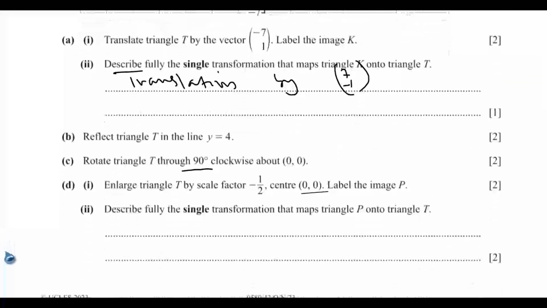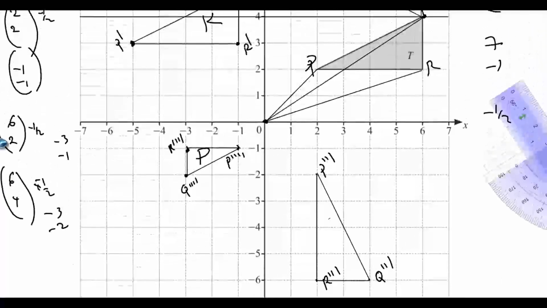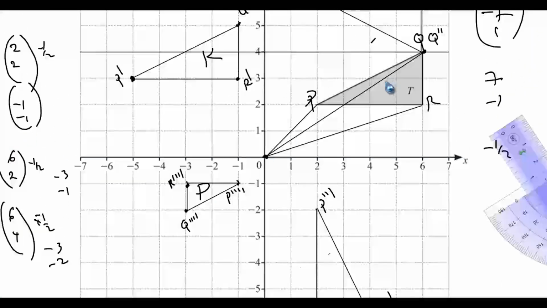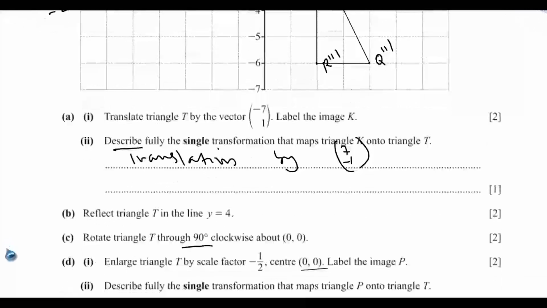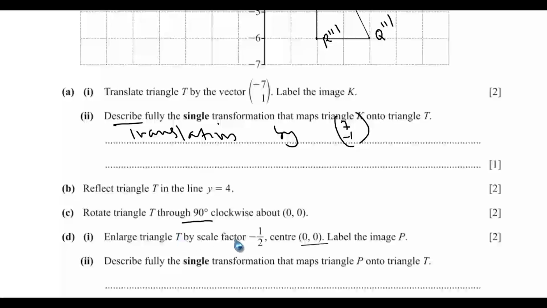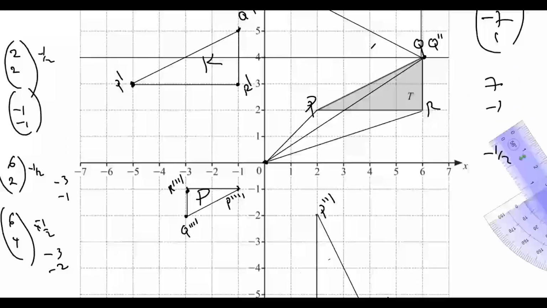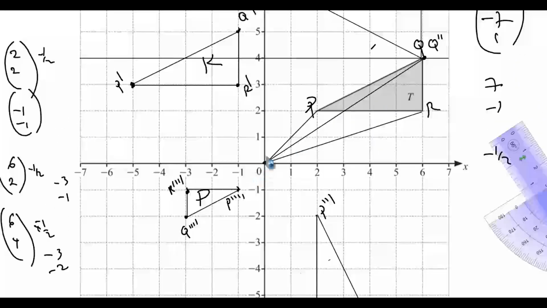Look at that. The mark there is 2, right? So P onto T. So what do you think it will be? It will still be the opposite of this one, because if you look at this, we just enlarged triangle T by this and this, right? Okay, so to get the transformation that maps P back to T, it will be opposite of what we did here. The transformation will be an enlargement, no doubt about that.